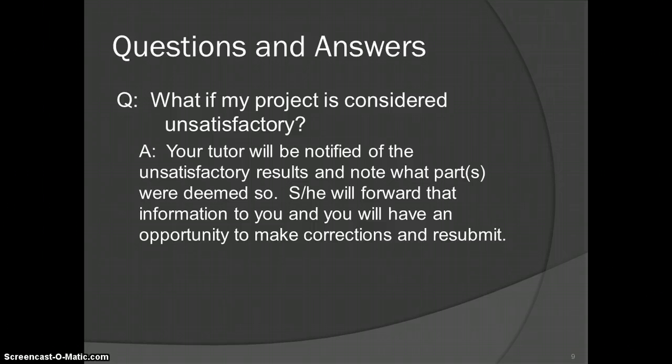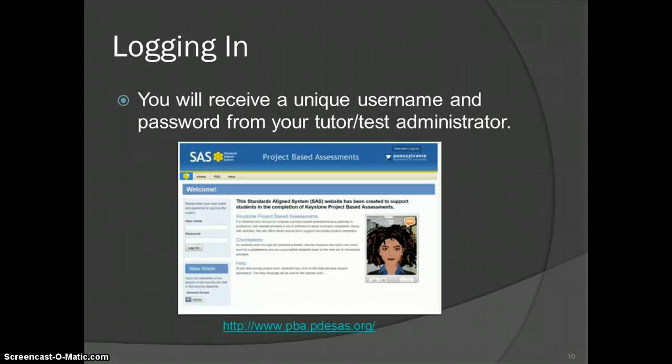This part concludes the Q&A session. We will now move to the navigation of the PBA system. Logging into the system, you'll need to go to the address that you see below, www.pba.pdesas.org. You will receive a unique username and password from your tutor or test administrator. Please enter them as you see on the left-hand panel there.